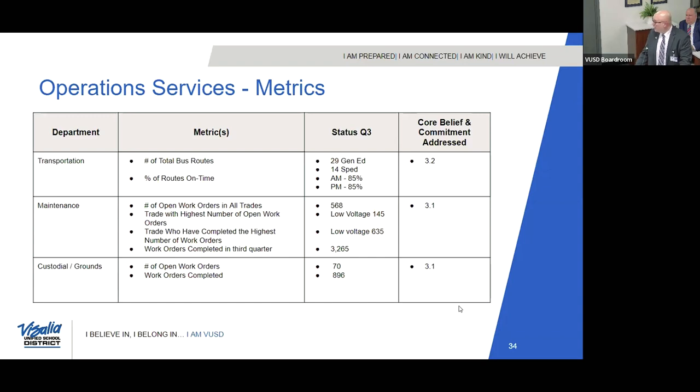Maintenance work orders, we're continuing to knock down the number of work orders and become more efficient. We are also working on how we are managing our work orders at the site level for the summer. So we've got a new system that we'll be rolling out where the site custodians will be kind of the gatekeepers of the work orders at their site. So we'll be able to add some efficiencies there. And then custodial and grounds, really just continuing to work on curb appeal and making sure our fields are ready to go for the spring. And they're ramping up for graduation season. So that's the main thing for custodial and grounds.